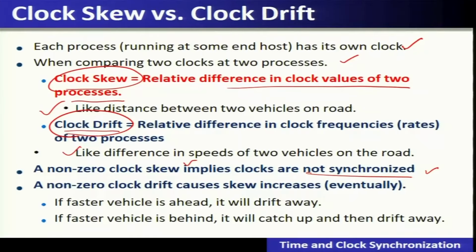Non-zero clock drift causes the skew to increase eventually. For example, if a faster vehicle is ahead, it will drift away. If a faster vehicle is behind, it will catch up and then drift away. Therefore, non-zero clock drift causes the skew to increase eventually. So these two, non-zero clock skew and non-zero clock drift, require adjustment, and that is called clock synchronization.